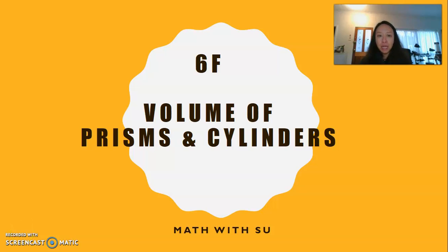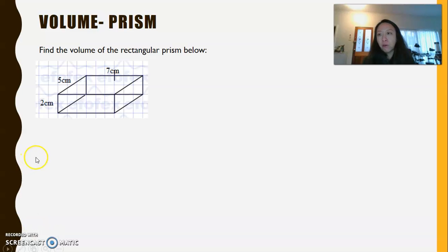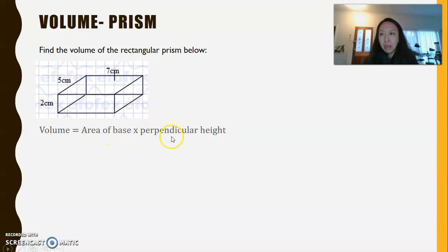For chapter 6F, we're doing the volume of prisms and cylinders. To find the volume of the prism, for example, in the question below, which has the dimension of 2 by 5 by 7, the volume will be the area of the base times the perpendicular height. So normally in your textbook or in your formula sheet, you might see V equals AH.